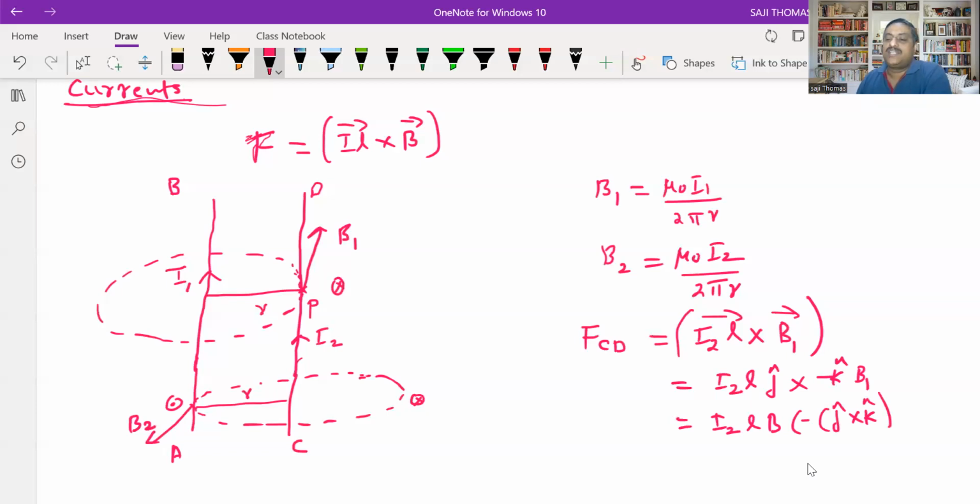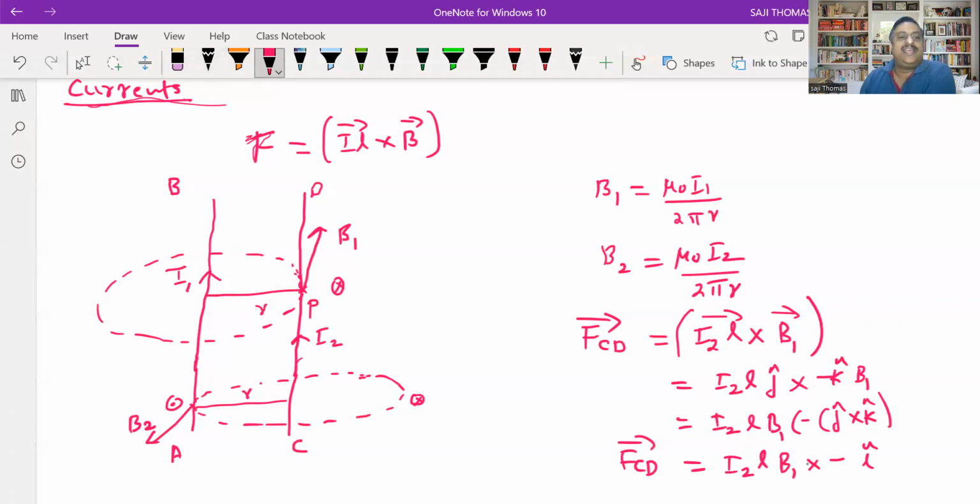But you know, J cross K is I only. So what will be the force? FCD equals I2 L, this magnetic field is B1 into minus I hat. So this force is directed along negative X direction. So the force on the conductor CD is along negative X direction.